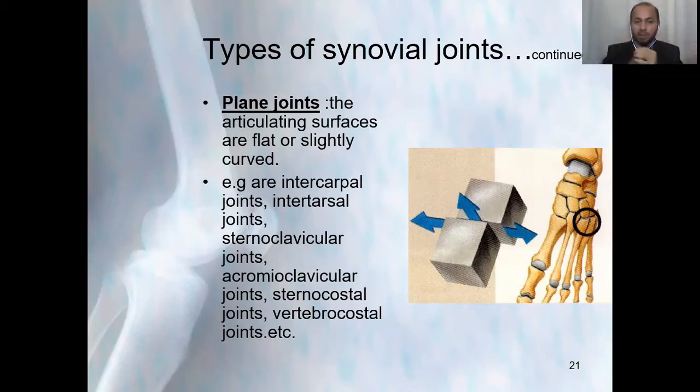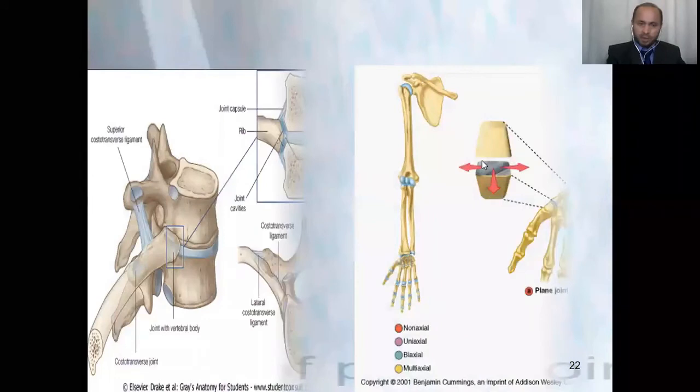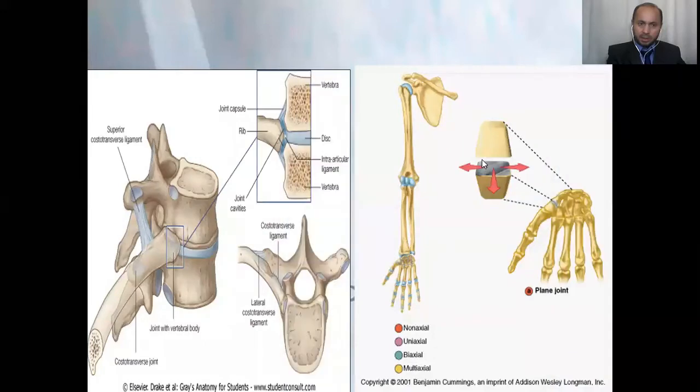Examples of this joint are the intercarpal joint, intertarsal joint, sternoclavicular joint, acromioclavicular joint, and other joints of this type. One thing I would like to mention here: because of the non-directional movement, on the basis of movement, this plane joint is also called the non-axial joint.